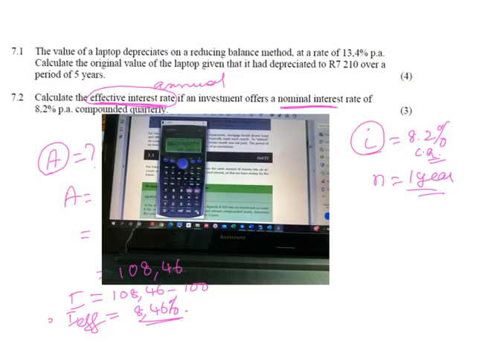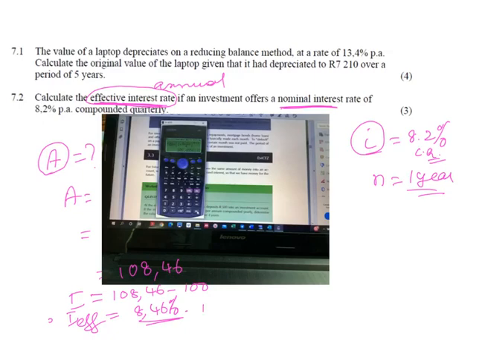Let me try to explain what it wants to say. Let's understand this very clearly. What is meant by effective rate of interest? What it wants to suggest is that 8.2 percentage compounded quarterly will yield me the same as if the interest rate is 8,46 percentage compounded annually.